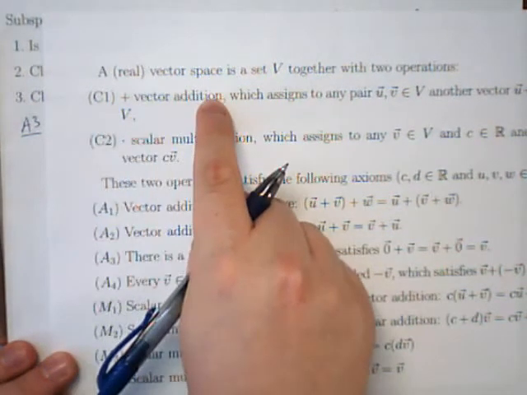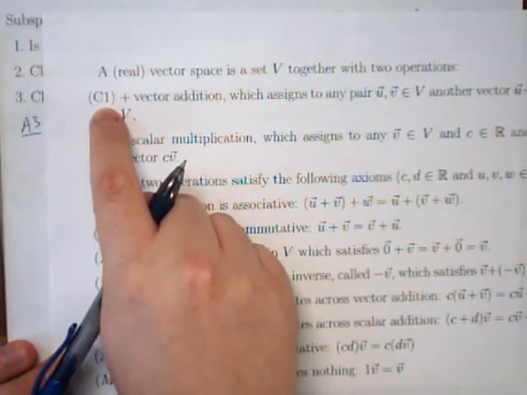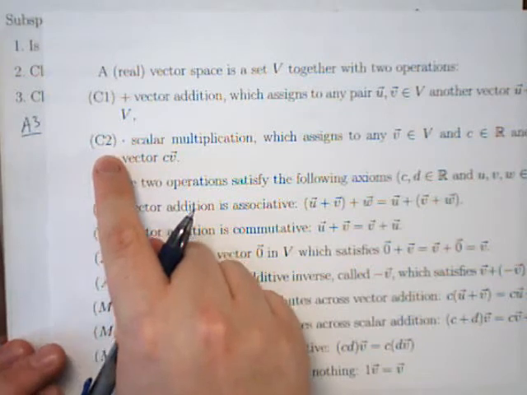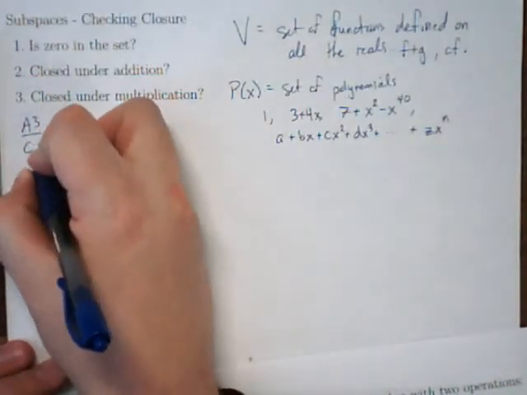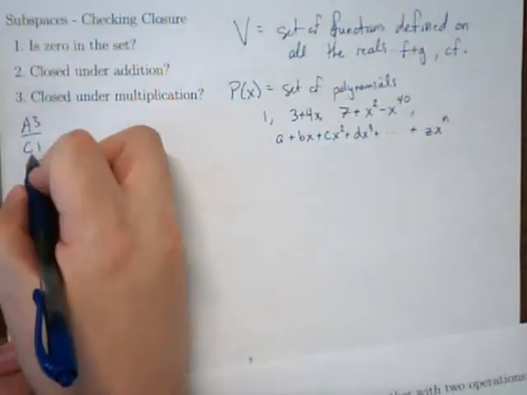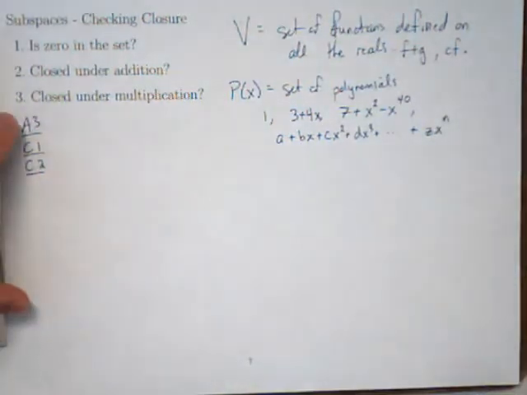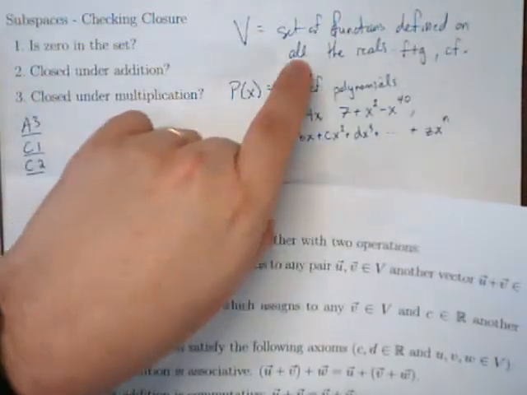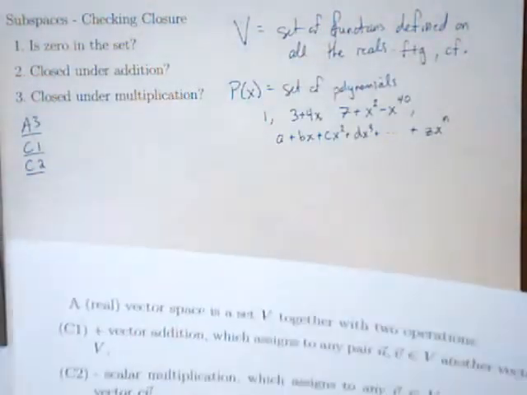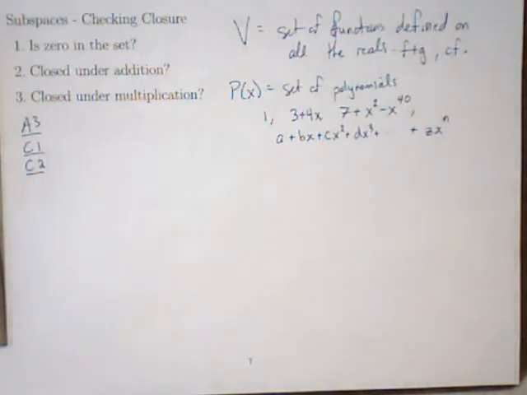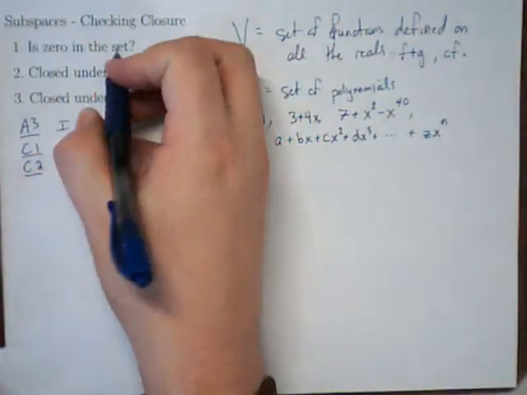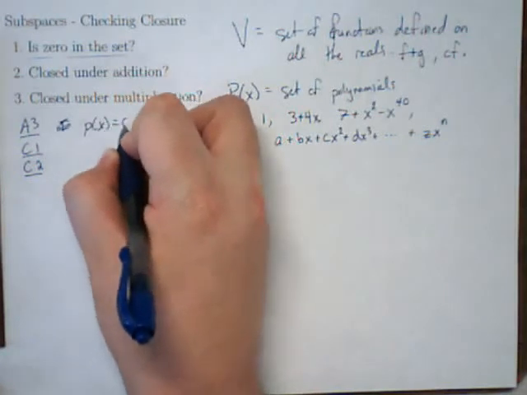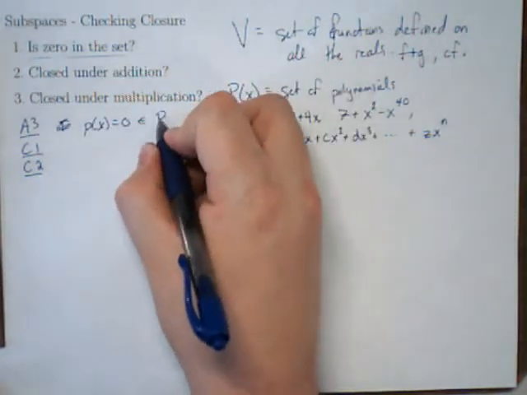One, is addition closed? Is the sum of two polynomials a polynomial? And is a scalar multiple of a polynomial a polynomial? So really, we have to check these three things. If we check these three things are true, then the rest of the vector space axioms all come from the fact that we're a subset of the functions defined on all reals. So all we have to do is show 0 is in the set. Well, the polynomial P of x equals 0 is a polynomial.